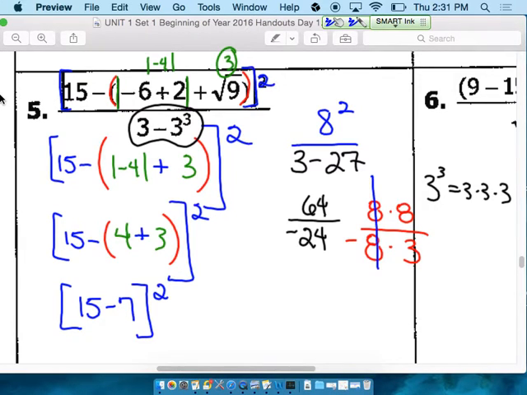The 8's divide away, leaving behind a +1. So your simplified answer is -8 over 3. And I'll let you try the others.